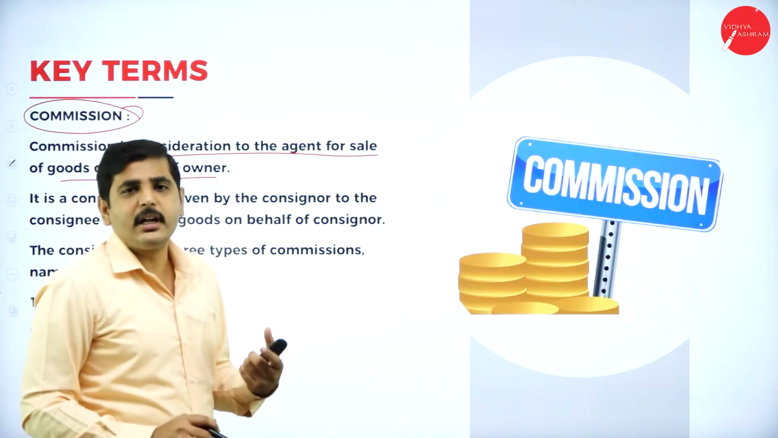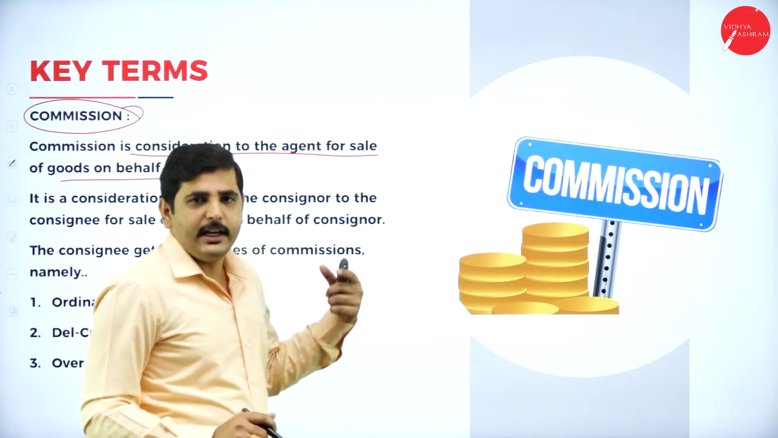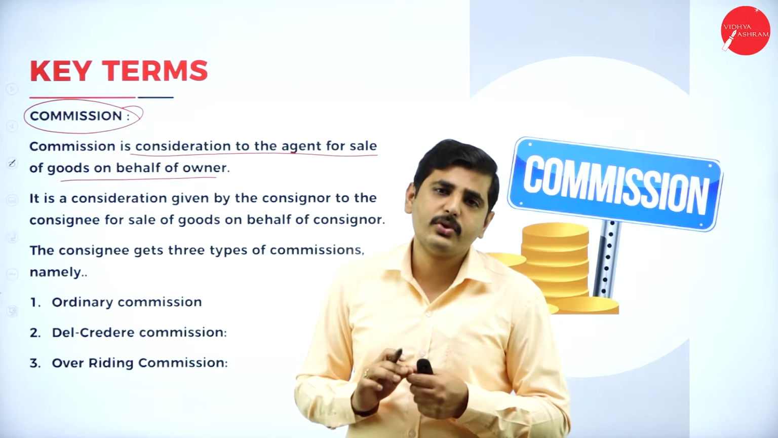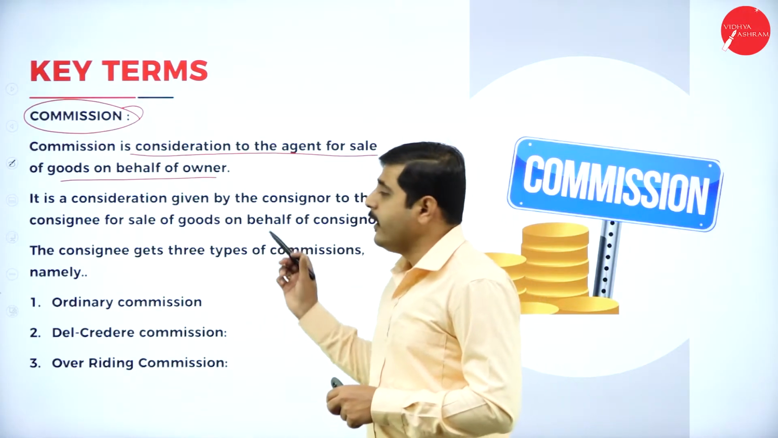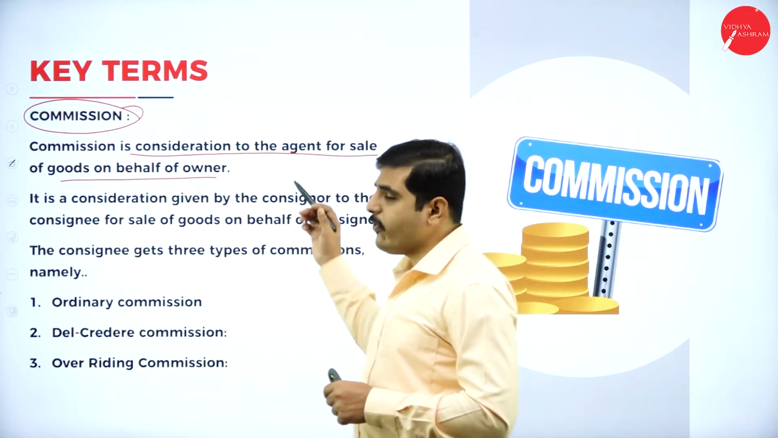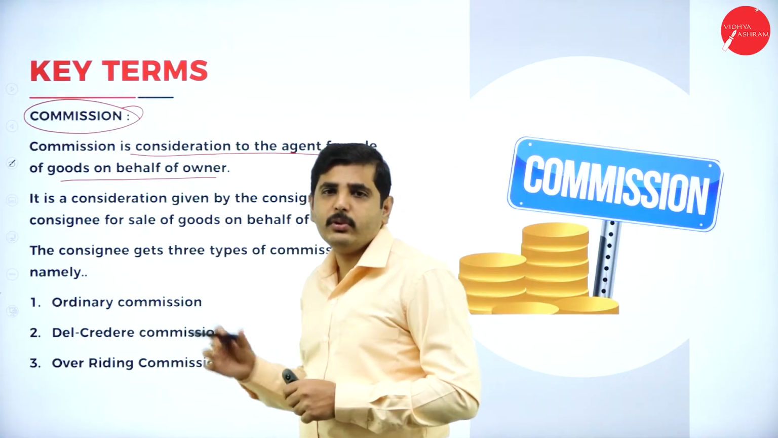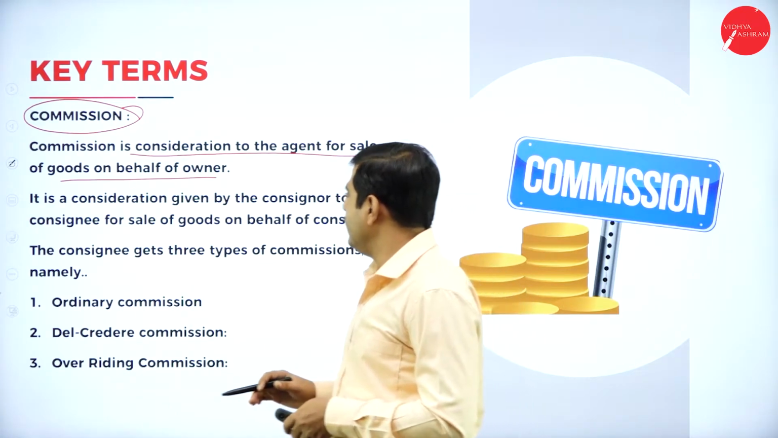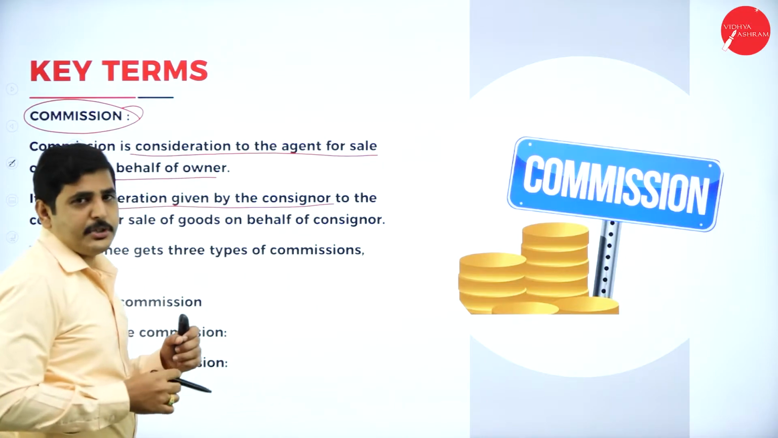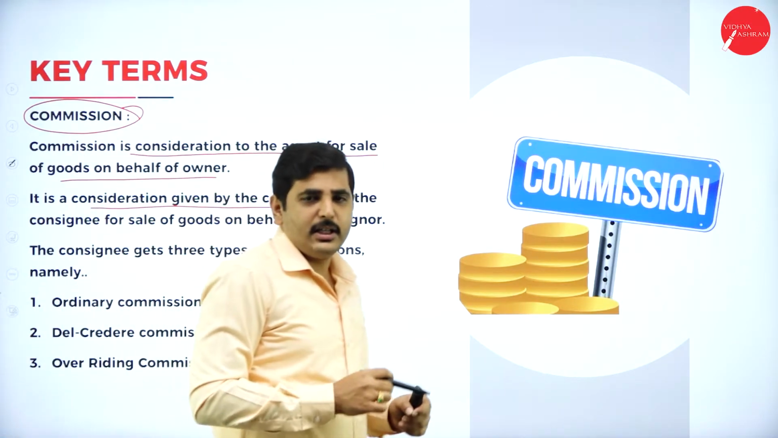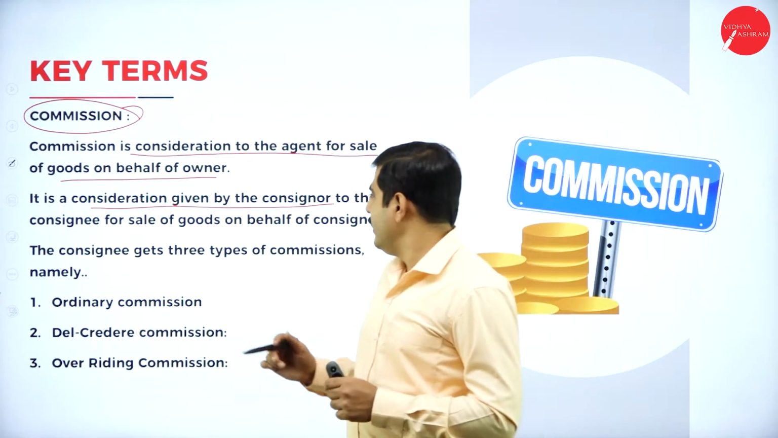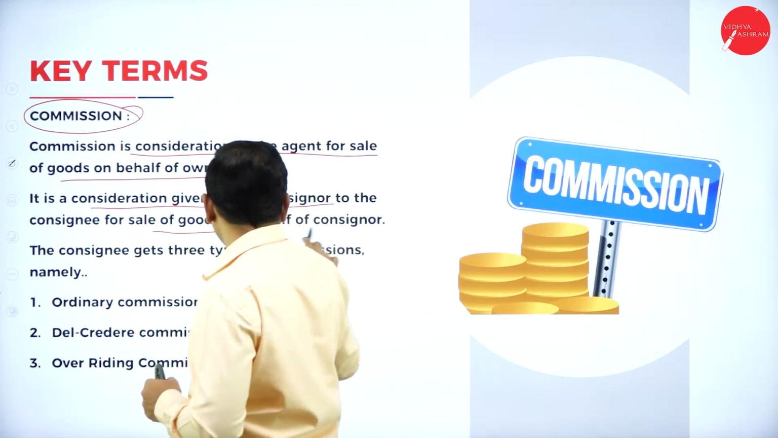He expects some commission from the consignor. He doesn't need to pay any expenses while selling the goods. All the expenses are paid by the consignor only. So for whatever sale he makes, the consignee will get commission or consideration. It is a consideration given by the consignor. Who gives the commission to the consignee? The consignor, the owner of the product, gives the commission to the consignee for sale of goods on behalf of the consignor.